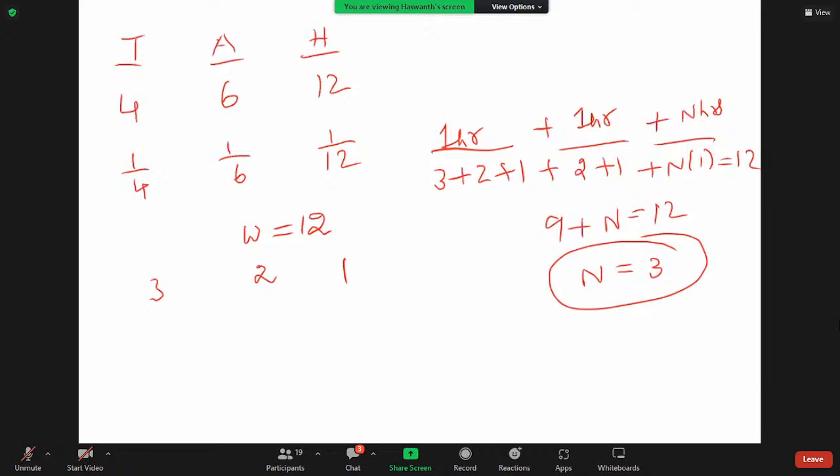But he is not asking us how much time Harry works alone. He is asking us at what time the task gets completed. So the task is starting at 10 a.m. For the first hour, all three are working. Second hour, only two are working. After that, Harry works for 3 hours more. So in total it is 1 plus 1 plus 3, 5 hours after 10. 5 hours after 10 means 3 p.m.